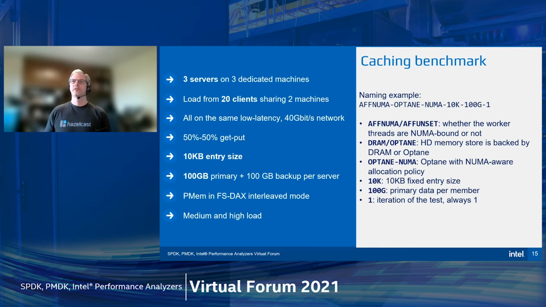In the following charts, there is a naming convention, which is seen on the right side. The first part, NUMA, means the worker threads of Hazelcast were NUMA bound by using the thread affinity library of the Linux kernel. DRAM or Optane is whether the data is stored on DRAM or persistent memory. And Optane NUMA means the NUMA-aware allocation policy was used, and the rest is what I already said.